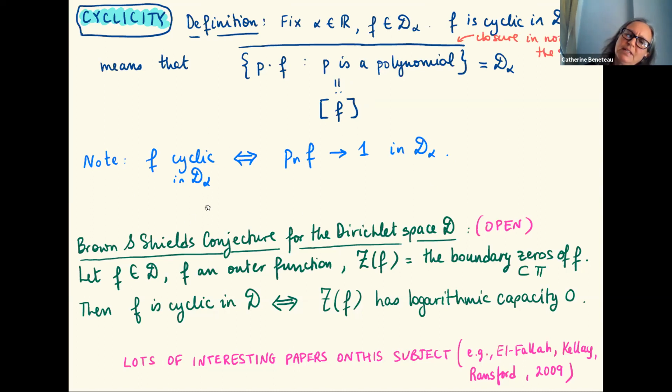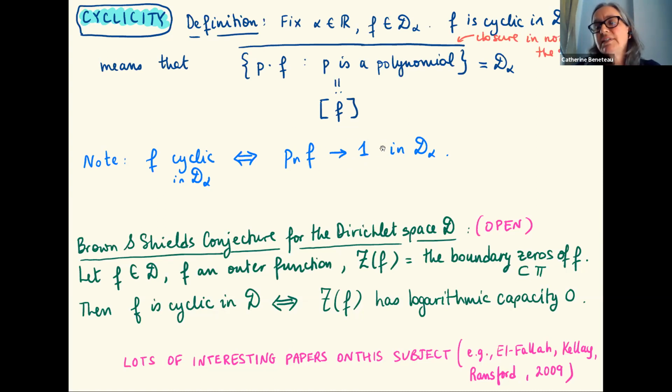So it's very easy to see that if f is cyclic, that means you can approximate everything in the space, right? So you should be able to approximate 1 by polynomial multiples of f. And if you can approximate 1 by polynomial multiples of f, the optimal approximants are the fastest approximation, so they're going to approximate it also. So you can see that if f is cyclic, then the optimal polynomial approximants of f have to approximate 1. But on the other hand, if the optimal polynomial approximants of f approximate 1, then I can just multiply both sides by any polynomial, essentially.